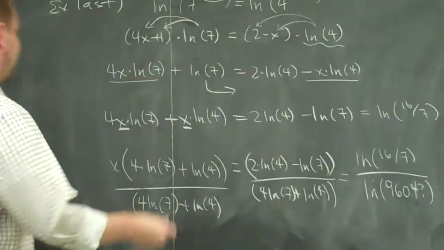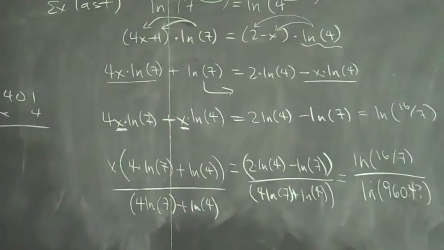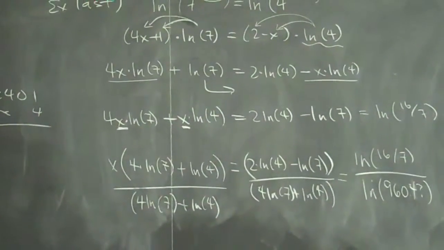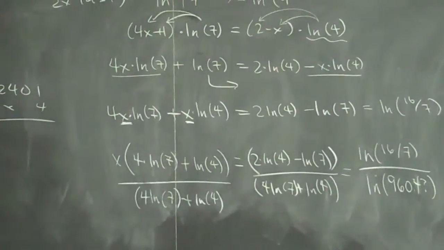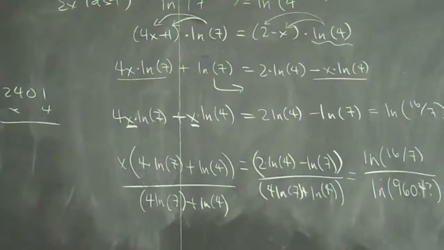Y'all have calculators? Somebody tell me. What's 2,401 times 4? 9,604. Okay. Did I do 2 or 4? 2,401 times, yes, it's 9,604. Okay.